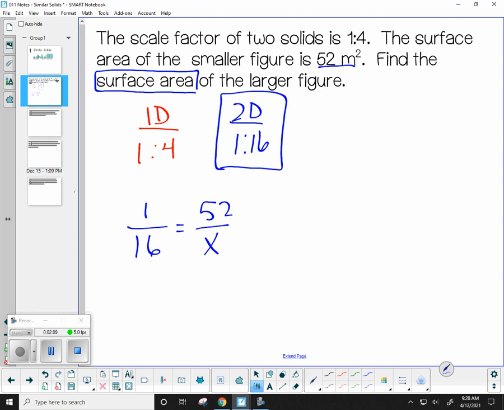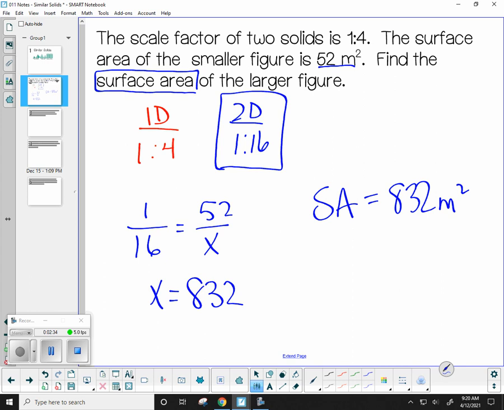So we use that 1D, 2D, 3D to help us set up our proportions. Okay, so now I can cross multiply. So I have x equals 16 times 52, which gives me 832. So the surface area of the larger figure is 832 square meters. So it's all about getting that ratio into the dimension that you need and then using that ratio to set up a proportion.